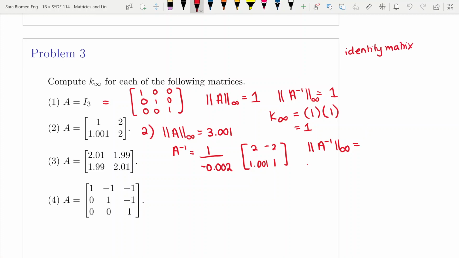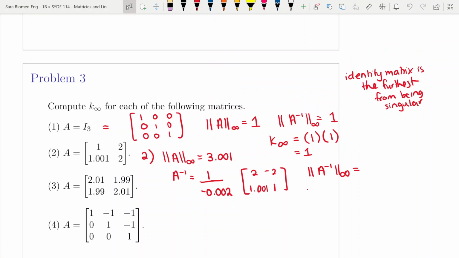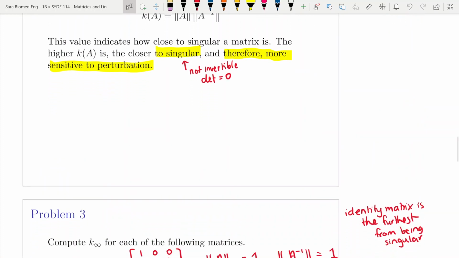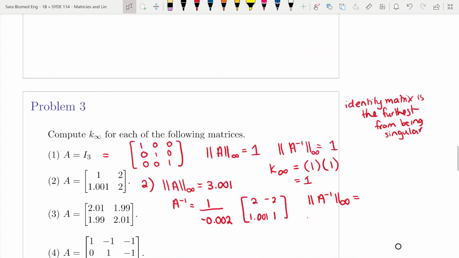That is because if you look at the columns of the identity matrix, they are orthogonal. I'm not sure if you already learned that. Orthogonal means they're perpendicular, like in 2D. That is the farthest you can get from parallel or linearly dependent. That means this is the farthest you can get from singular.